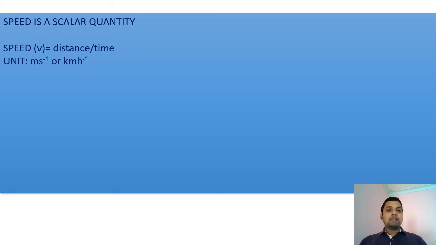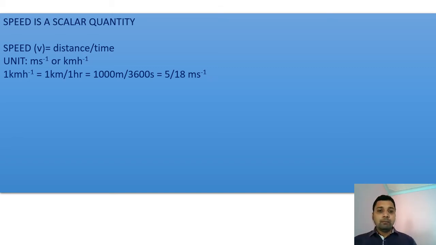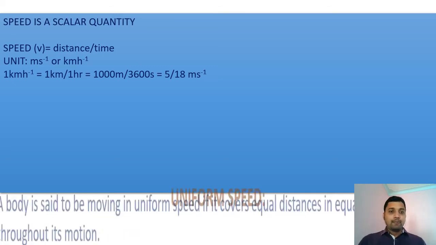And if we come to the relationship between meter per second and kilometer per hour, here you can see: 1 kilometer per hour equals 1 kilometer by 1 hour. 1 kilometer equals 1000 meter and 1 hour is 3600 second. If we simplify them, we get 5 by 18 meter per second. So we can convert kilometer per hour to meter per second by multiplying by 5 by 18. In the same way, 1 meter per second equals 18 by 5 kilometer per hour.